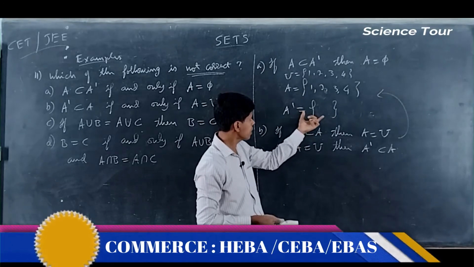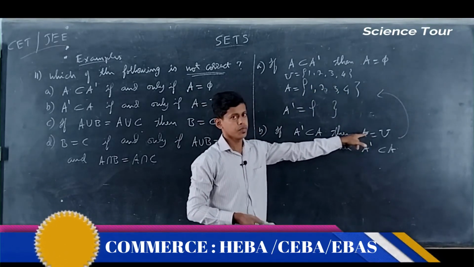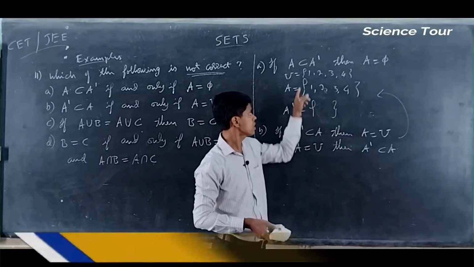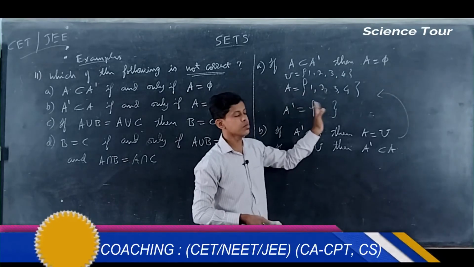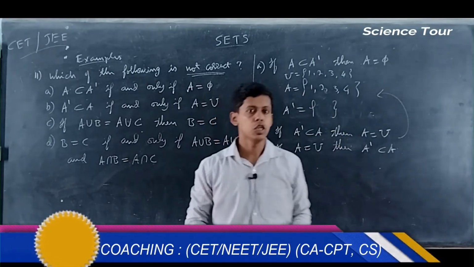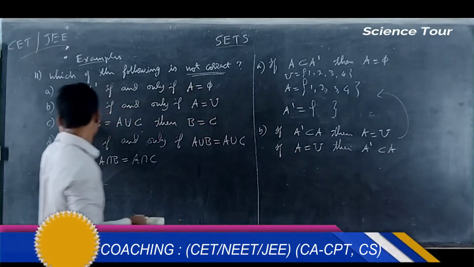So if A dash is a subset of A, then A must be universal. If A is universal, then that will be a subset. If that is a subset, then A will be universal. So it works both ways. So that is also a correct statement.